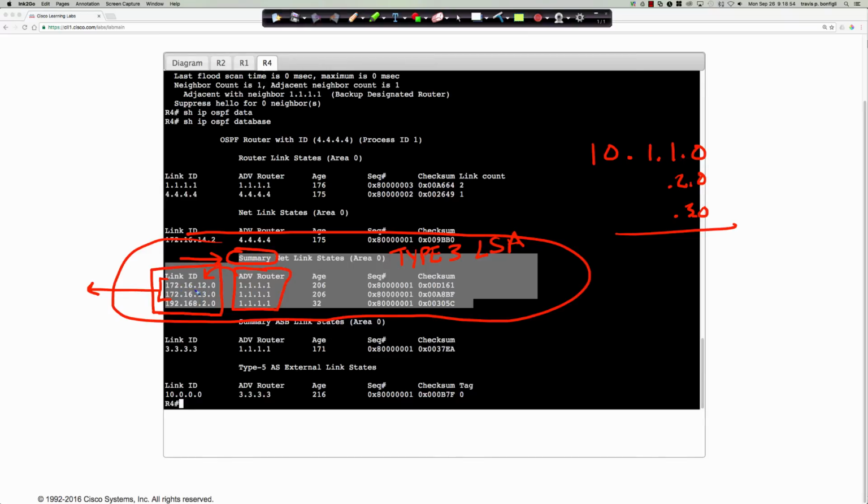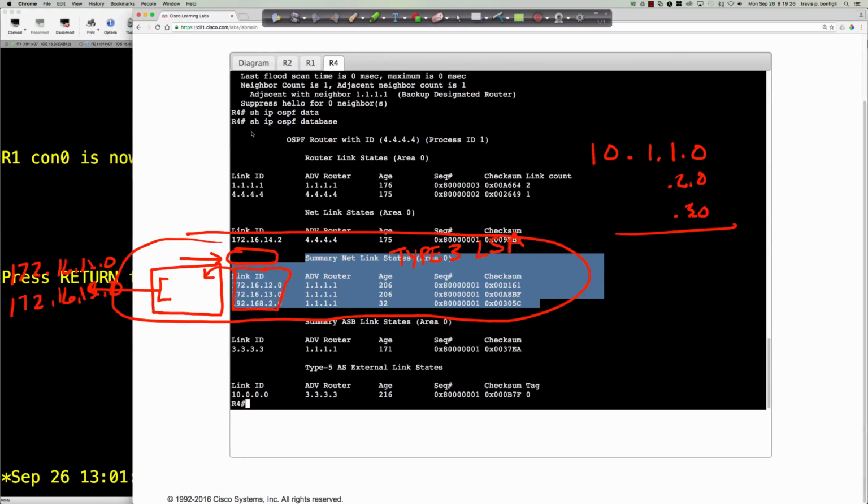Take a look at these two link IDs. Remember, the link ID for the type 3 LSA is the network number that's being shared or regenerated by the ABR and sent into these other areas. It shows these two networks. So when we say summarization is not on by default, what we mean is 172.16.12.0 and 172.16.13.0. Whoops, I did not mean to do that.